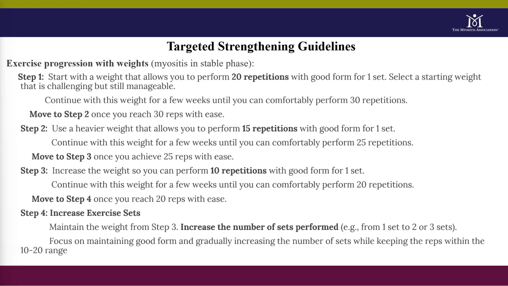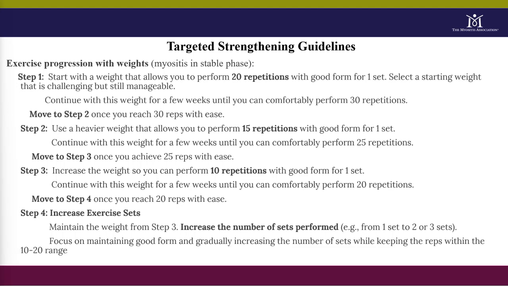Let's say you're doing a bicep curl, and you found that 2 pounds lets you do 20 reps with good form. You do the 2 pounds for a few weeks until you can do 30 reps with good form. And when you're feeling it's so easy, on a scale of 1 to 10 it's getting to like 2 or 3, then move on to step 2.